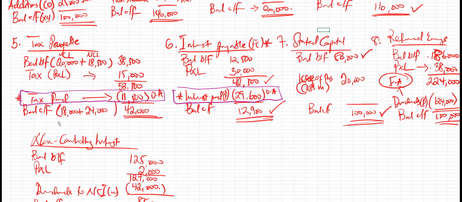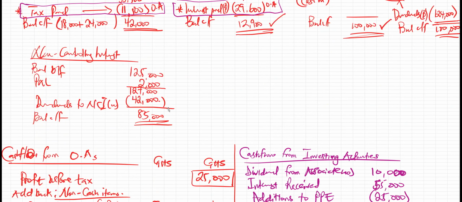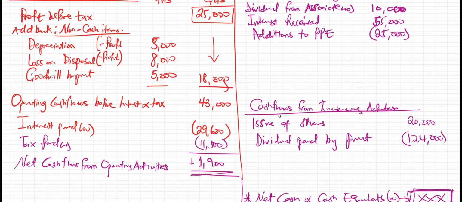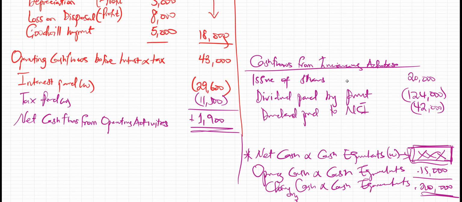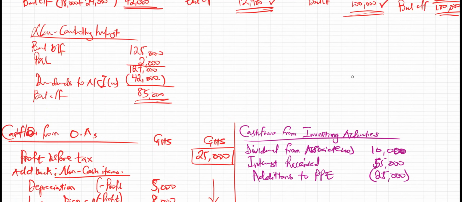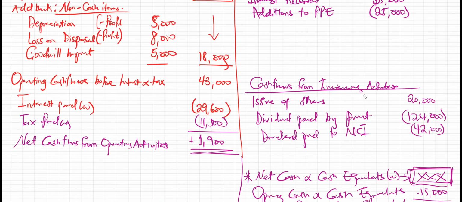Then we had what? NCI, dividend paid to NCI, 42,000. So we have dividend paid to NCI, 42,000. Okay. From the group. That's all. You are done. Done deal.